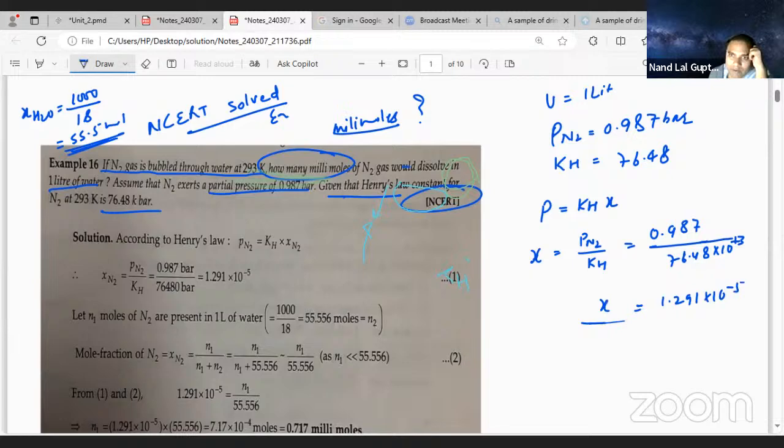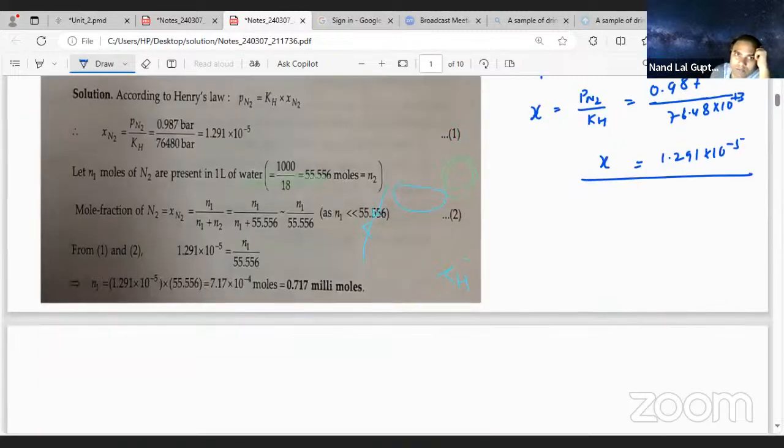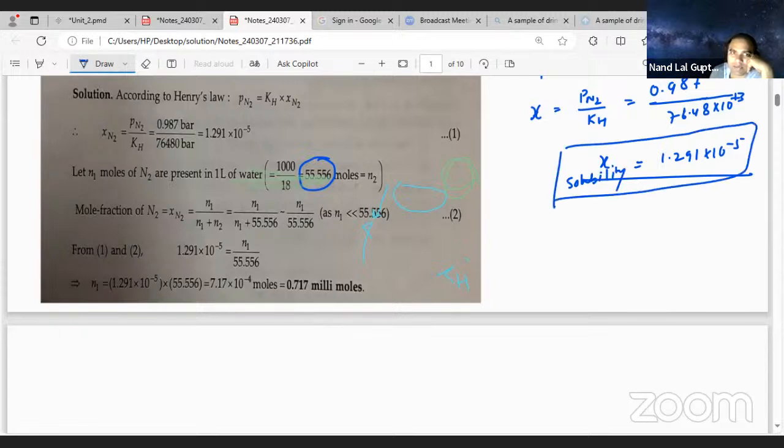This mole fraction is a unitless quantity that you must be knowing. Now moles of water they have already given. From the mole fraction, how do we calculate this? Mole fraction of N2. This is the solubility, na? Solubility means this amount is there in the water. So how can you calculate the mole fraction of N2?